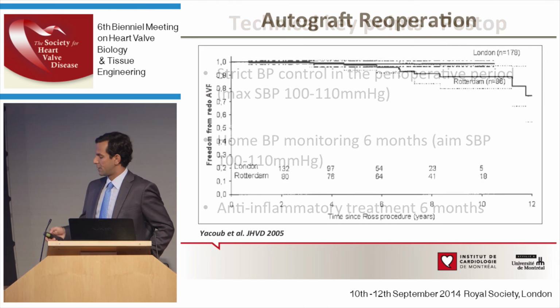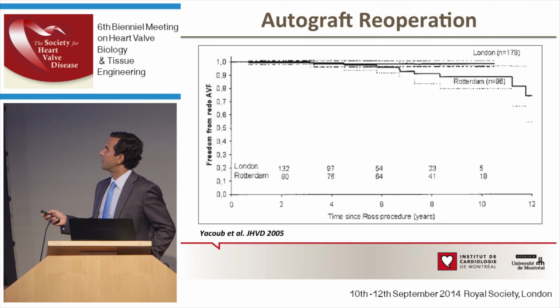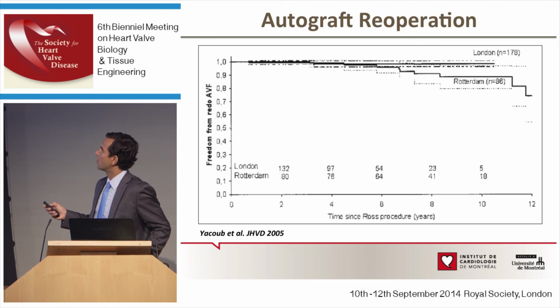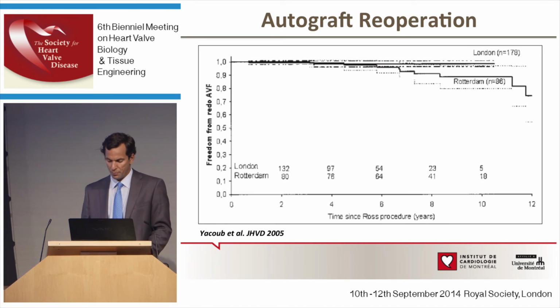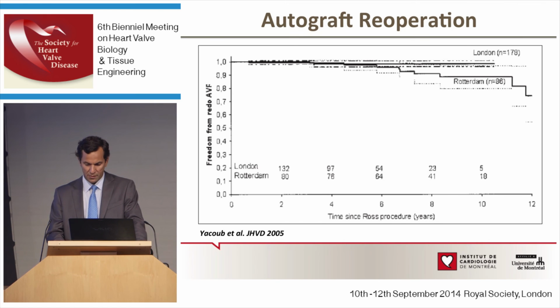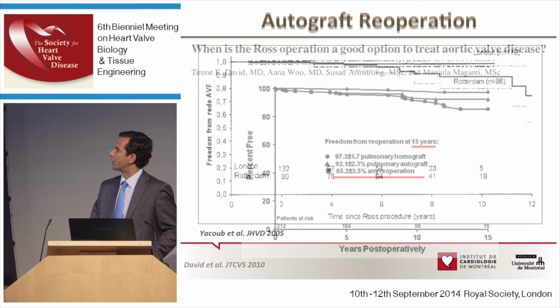So I mentioned earlier that technique perhaps does matter, and when we look back at that initial paper published by Professor Yacoub and the Rotterdam group, if we distinguish both these cohorts of patients in terms of reoperation rates, we can appreciate the fact that the patients in this cohort had a much lower rate of reoperation in the long term than the other cohort, perhaps again underlining the importance of technical details at the time of operation on long-term outcomes or stability of the autograft.